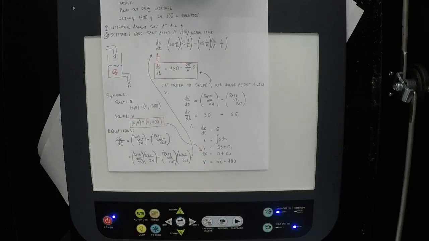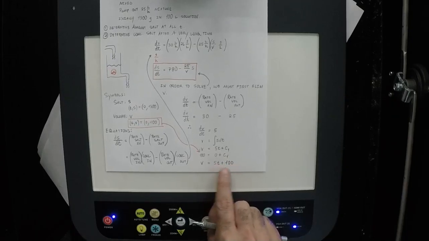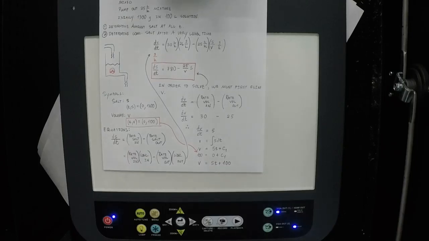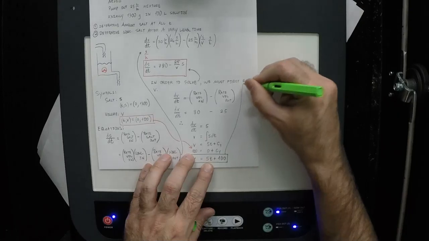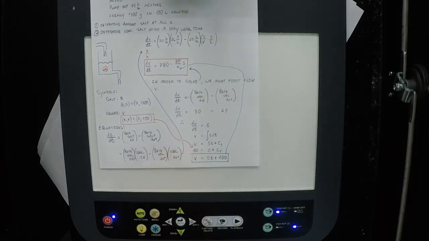Okay, now, does that make sense in terms of the story, that the volume is 5t plus 100? Why does that make sense? What's it saying? So, for example, at 1 hour, there's 105 liters. At 10 hours, there's 150 liters. Okay, so now, we're going to take this and we're going to substitute it in to that V. I'm going to put it in there.